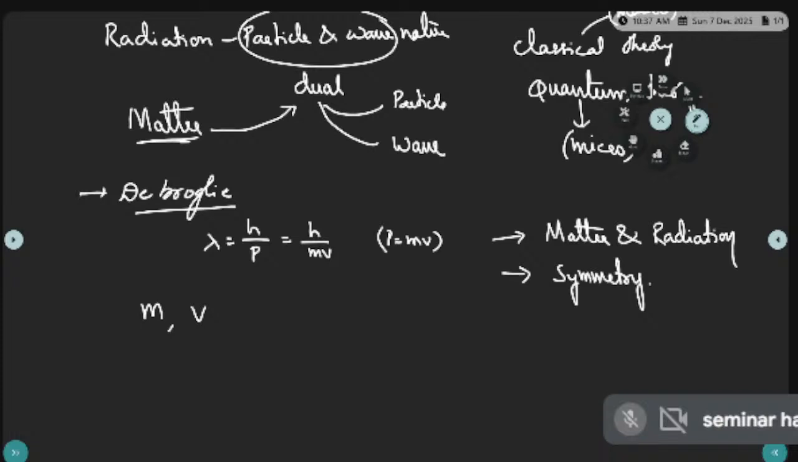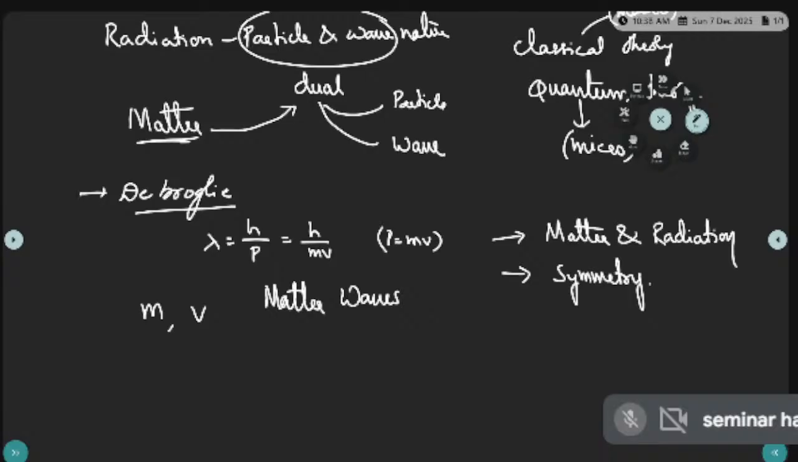Those waves are called matter waves. So what are matter waves? The waves which are associated with the moving particles. A particle when it is in motion has a waveform, and that waveform we call matter waves. Okay? Matter wave is a wave related to the particle in motion. The particle has mass, and since it is in motion, it has velocity.